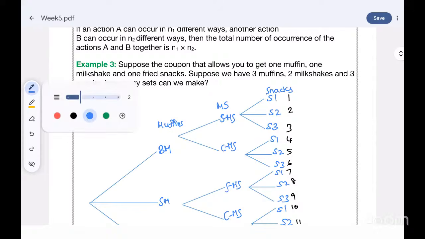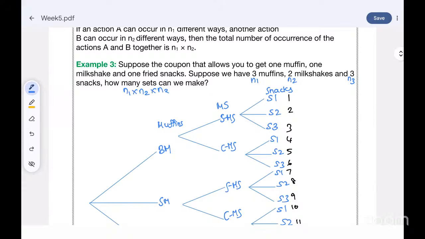Suppose this is your N1, this is your N2, and this is your N3. How many sets can you make? N1 into N2 into N3. So 3 into 2 into 3, which is 18. Is this clear?